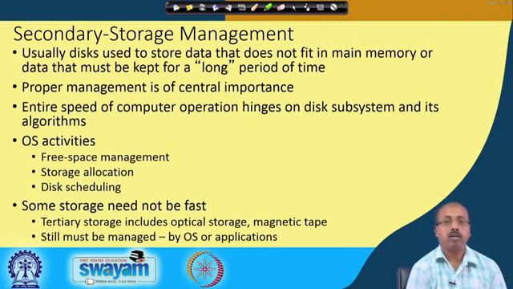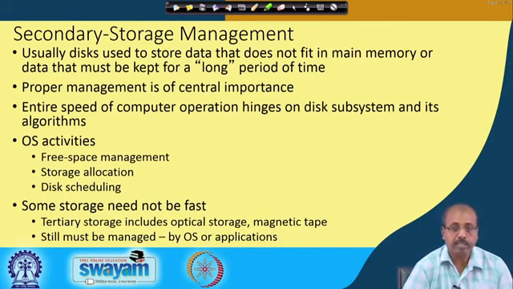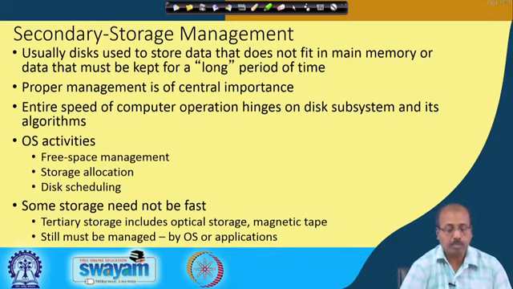Then storage allocation: how do you allocate disk to a process that wants to create a file? That is a problem. Then disk scheduling. This talks about multiple requests to access the disk from different processes, and in which sequence we provide those accesses, because this is an electromechanical device. Disk head movement will take time. If it has to go from track number 1 to 10, it will take a good amount of time. If I can schedule all my requests such that this movement is minimized, then I will get better performance from the system. So disk scheduling is an important problem.